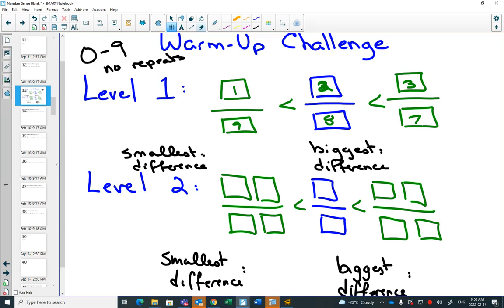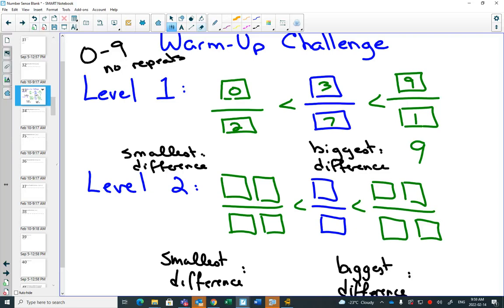Yes? Ooh, added the 0. Zero halves. 3/7. Ooh, 9 over 1. And what's nice about this one is that, what's the difference between this and this? A lot. Got a difference of 9 between them. Check what your biggest difference was. Did you get close to that? I think that is the biggest you can get.